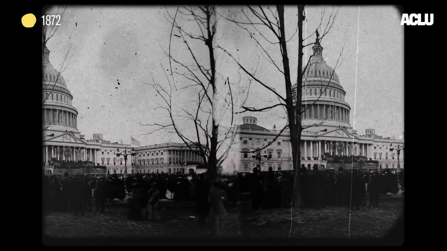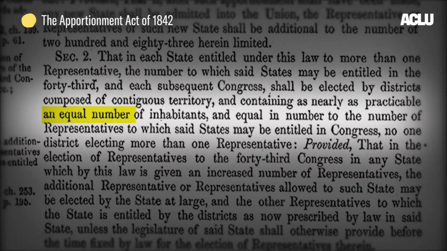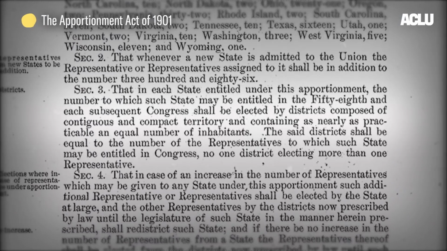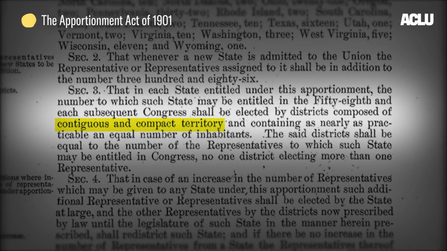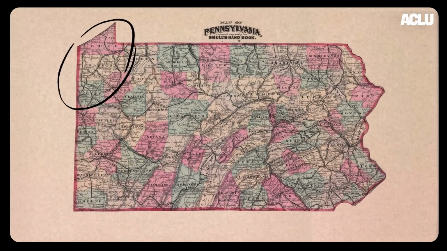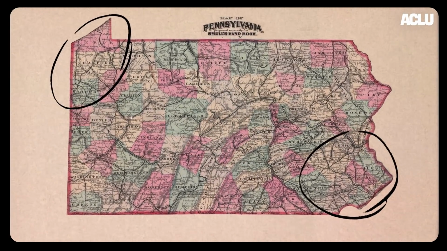Then in 1872, Congress passed another Apportionment Act, saying that districts should attempt to be equal by size of population, which seems reasonable. Then in 1901, Congress passed another Apportionment Act clarifying that a district needs to be a contiguous territory. You can't take this corner of the state and lump it together with this corner of the state.